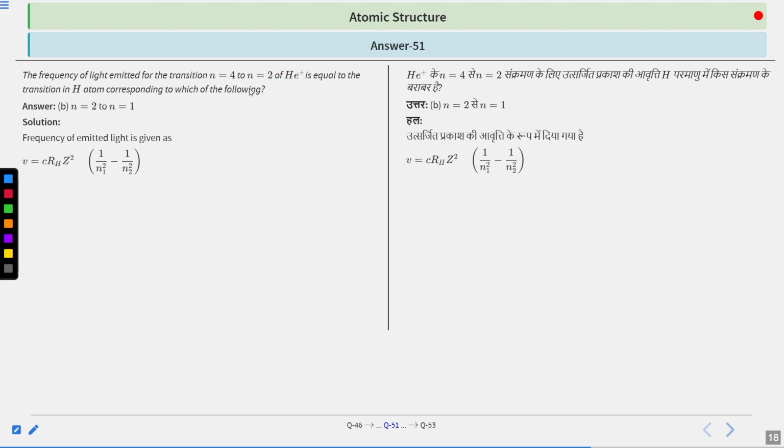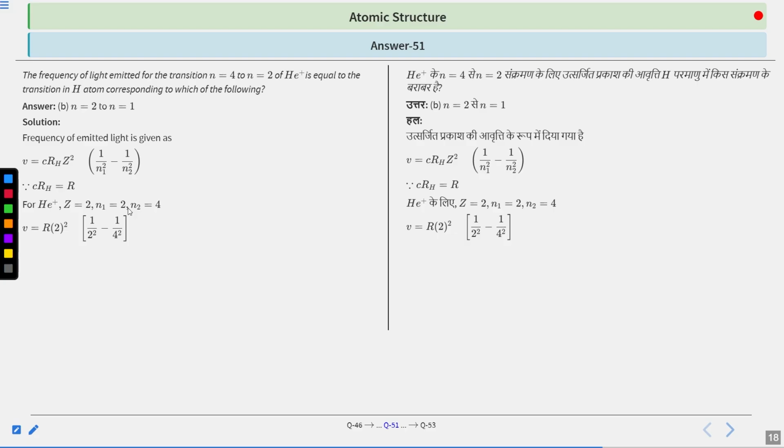What's the frequency formula? It's c R_H Z squared times (1 by n1 squared minus 1 by n2 squared), where R_H can be written as R. Now for helium plus atom, Z value is 2, n1 value is 2, n2 value is 4. So n1 is the initial, n2 is the final.